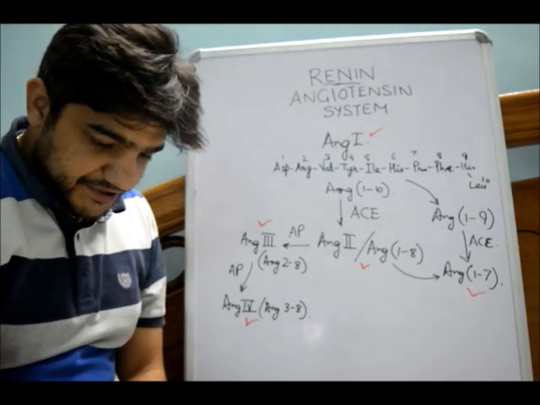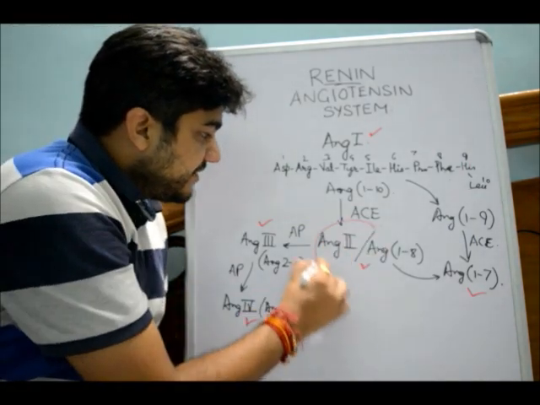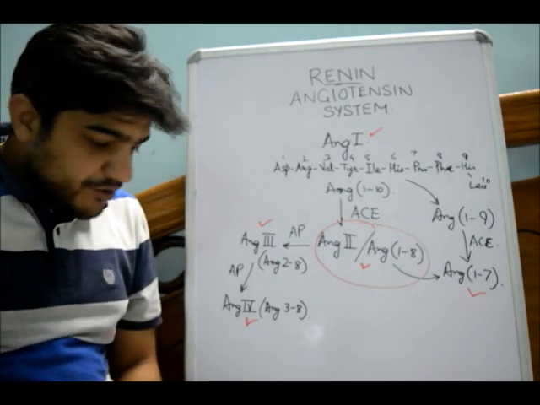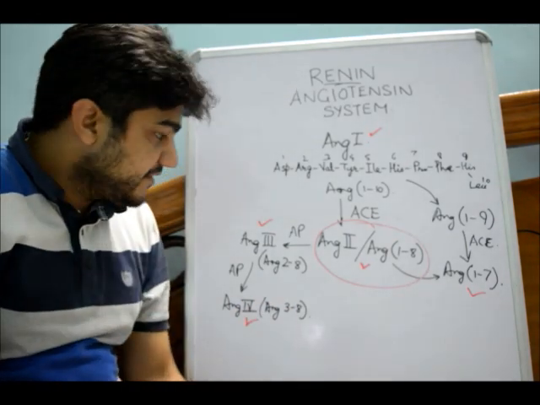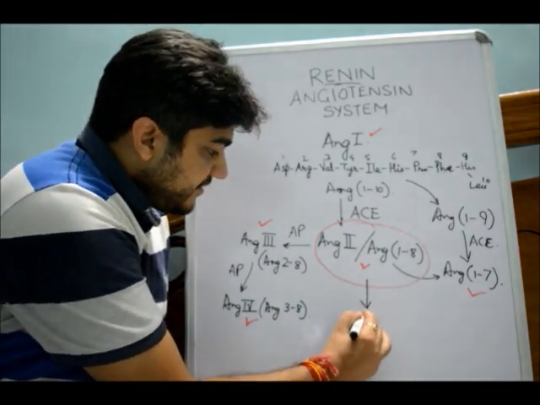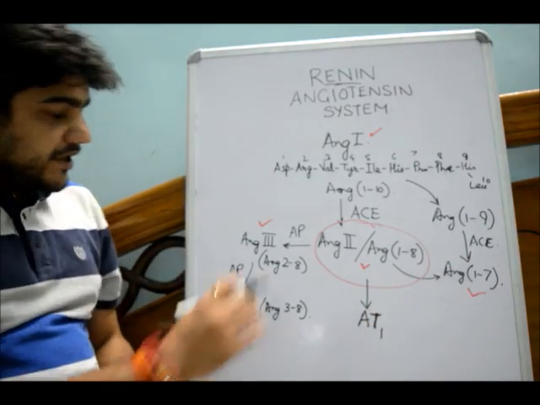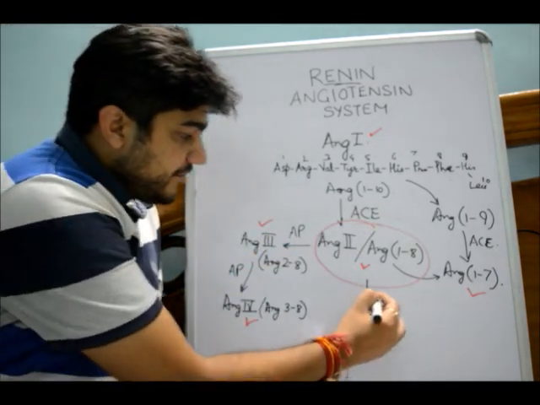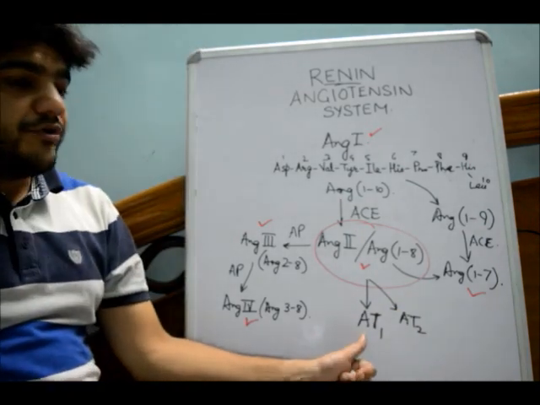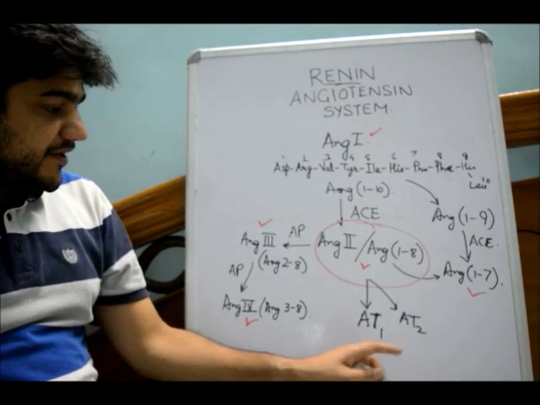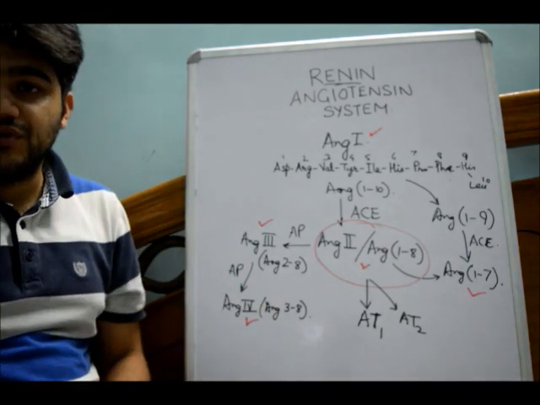the pathophysiology of hypertension. Now the most important angiotensin of all of these is angiotensin 2. This is the most important one. Why? Because it acts on a receptor called the AT1 receptor. It also acts on another set of receptors, AT2. But the more important one is the AT1 receptor, and the roles of AT1 and AT2 receptors are more or less opposite to each other.